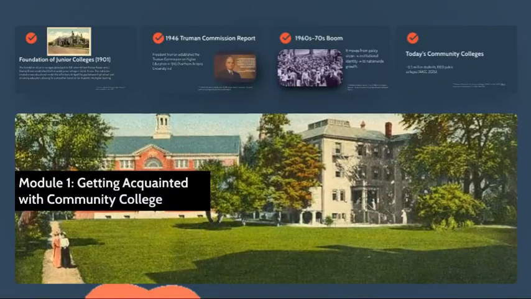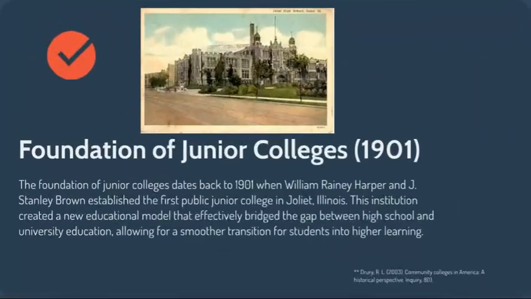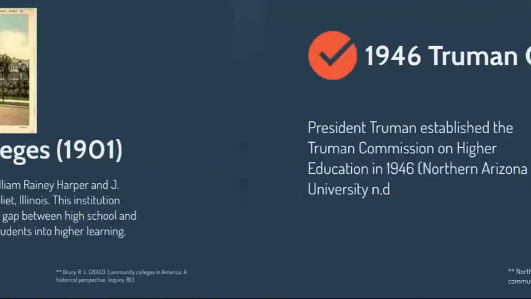So, getting acquainted with community college, Module 1. The community college begins in the early 1900s when they were known as junior colleges, and their initial foundational role was clear: to offer the first 2 years of education for students planning to transfer to a 4-year university. This was significant in expanding access to higher education, and we can trace this back to 1901 with the founding of the first college, Joliet Junior College.